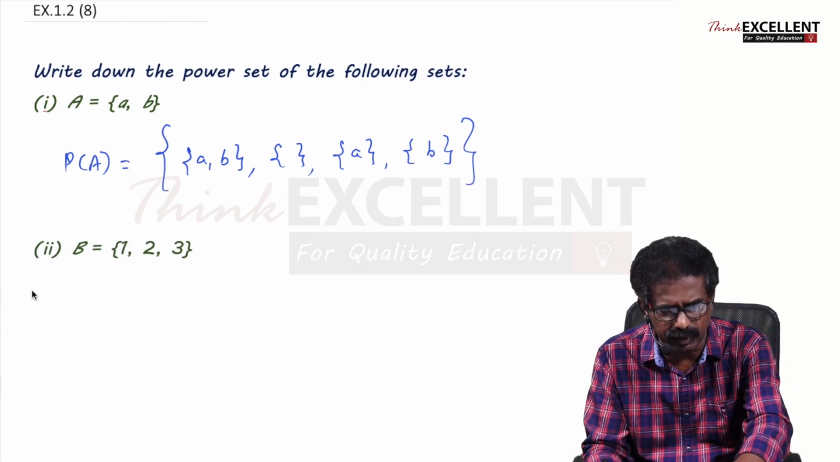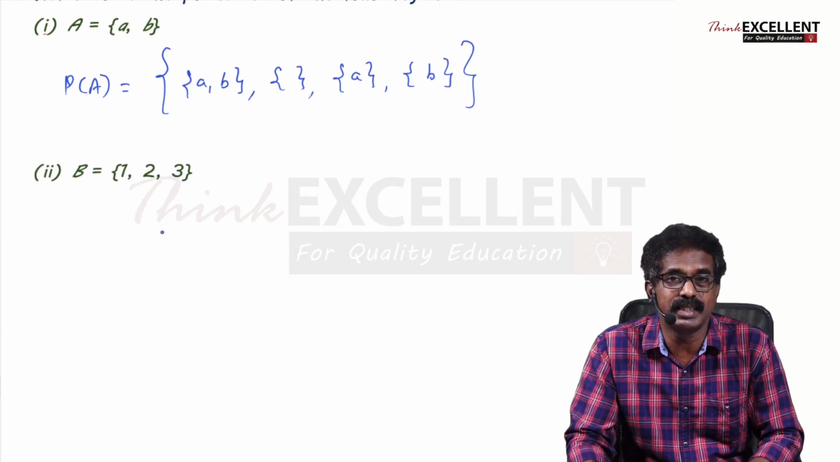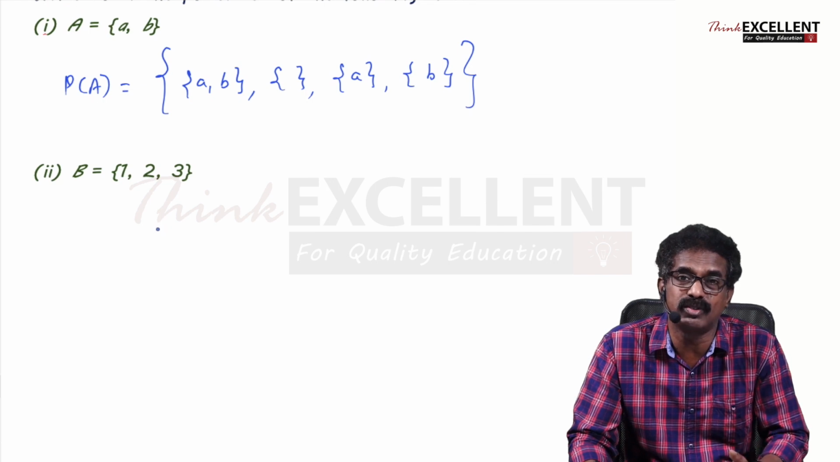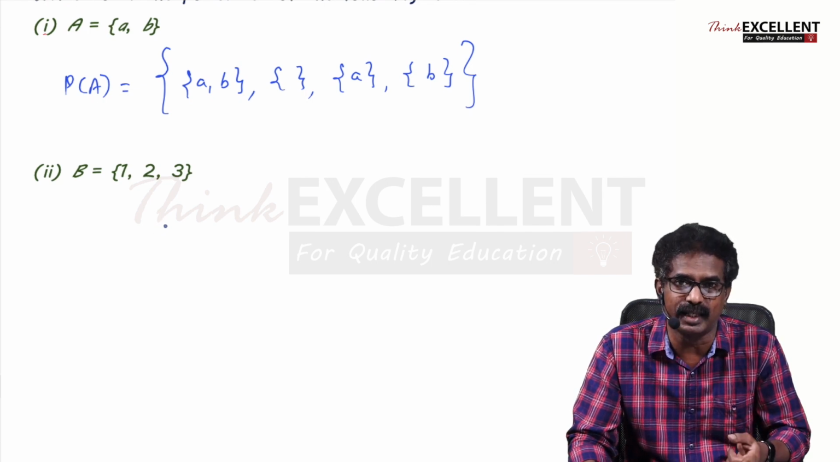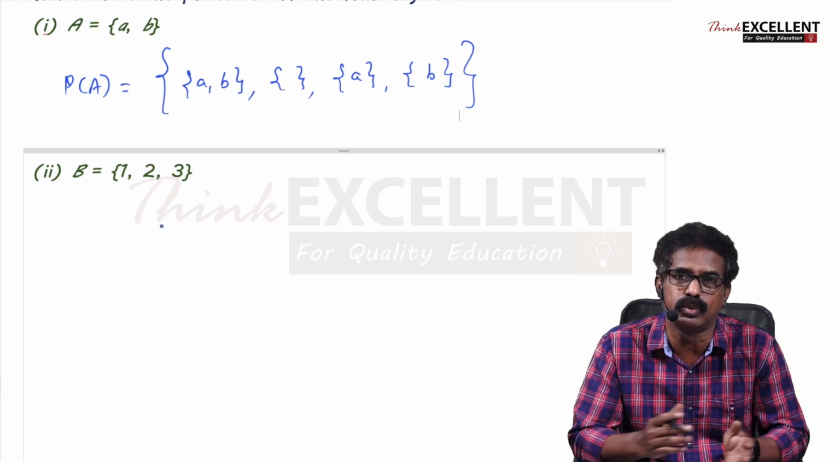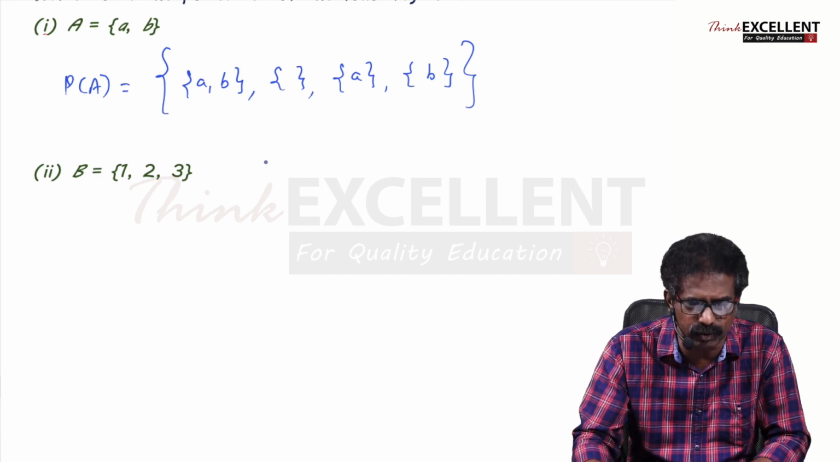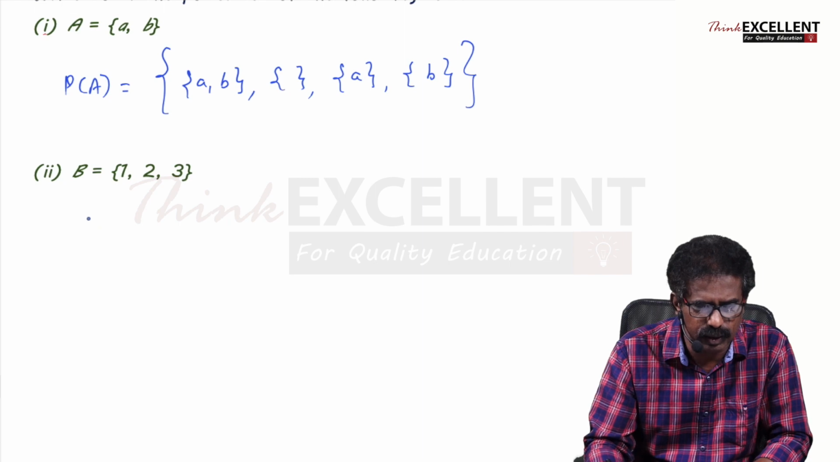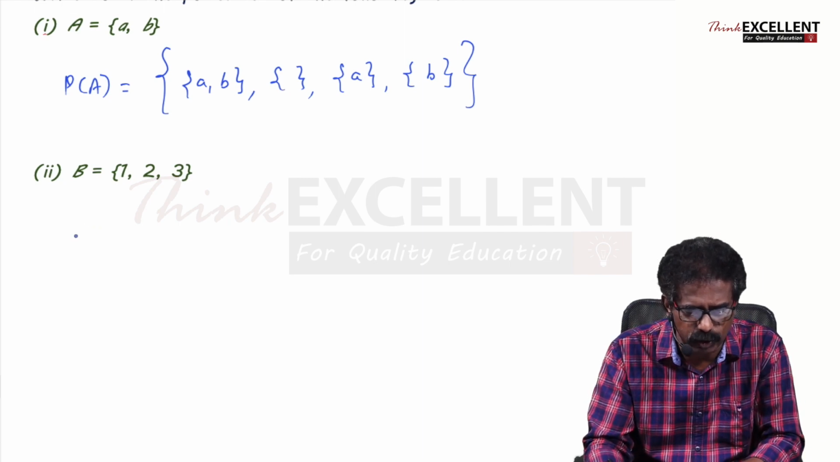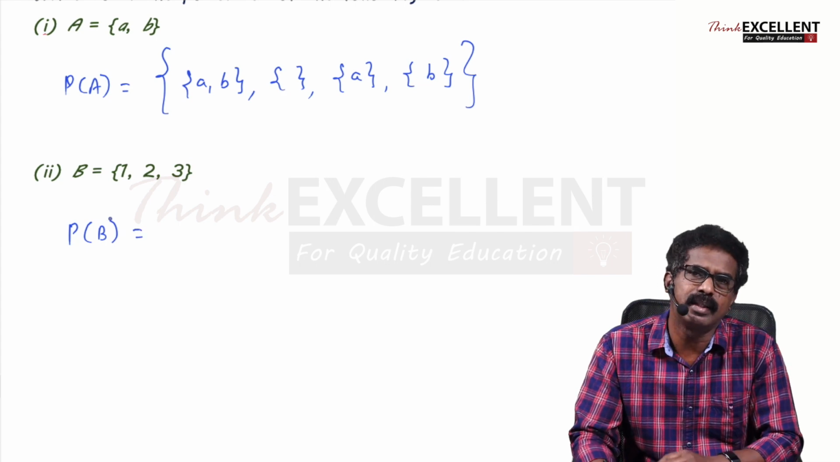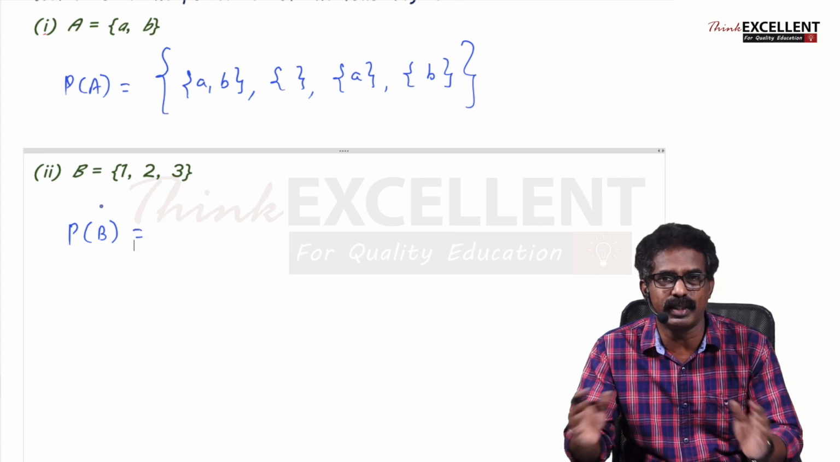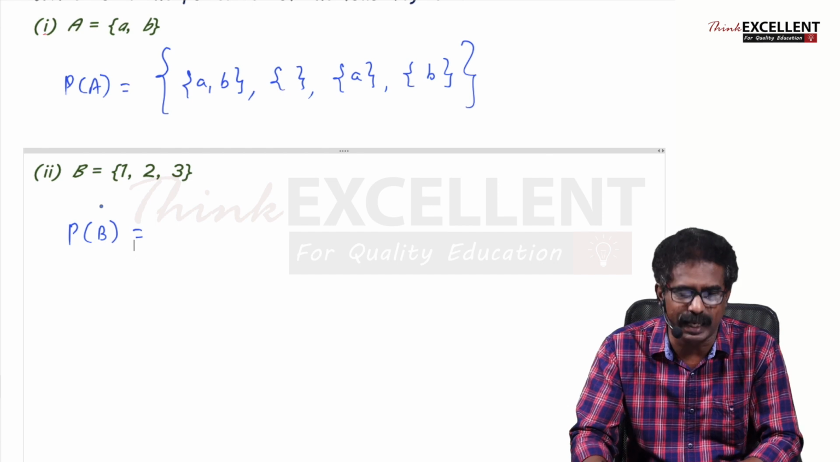Now see another one given, B. 3 elements. Can you tell me how many subsets will be there? 2 raised to n, 2 raised to 3. 2 raised to 3 means 2 into 2 into 2. 2 twos are 4, 4 twos are 8. So 8 subsets will be there, okay? So they asked to find the power set, right? So P of B you have to find. First you write all the 8 subsets, then for everything together you write a set bracket, okay?